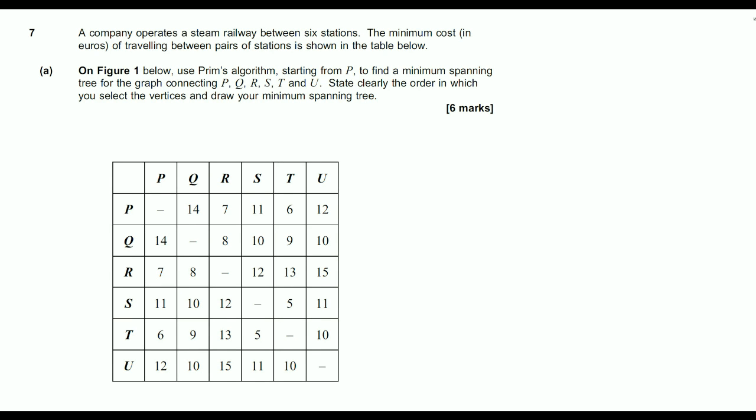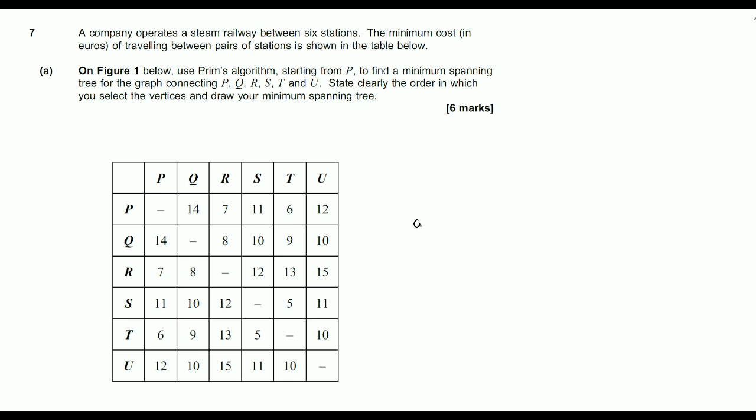Question 7 then is in two very clear parts. So we start off with 6 marks for the Prim's algorithm on the table, and then we go into a sort of a nearest neighbour type problem after that. So we've got the company operating their steam railway, and we're starting at P. We're going to find a minimum spanning tree to connect the vertices.